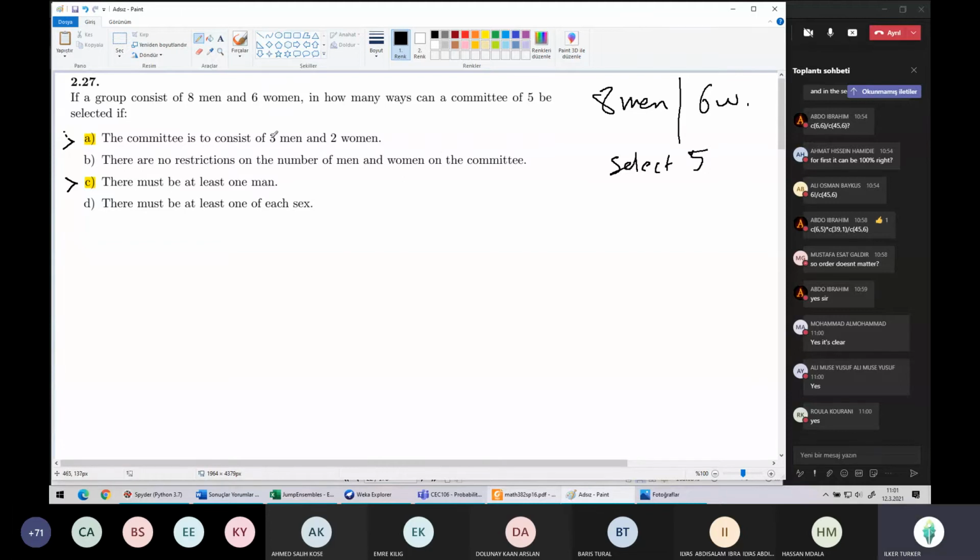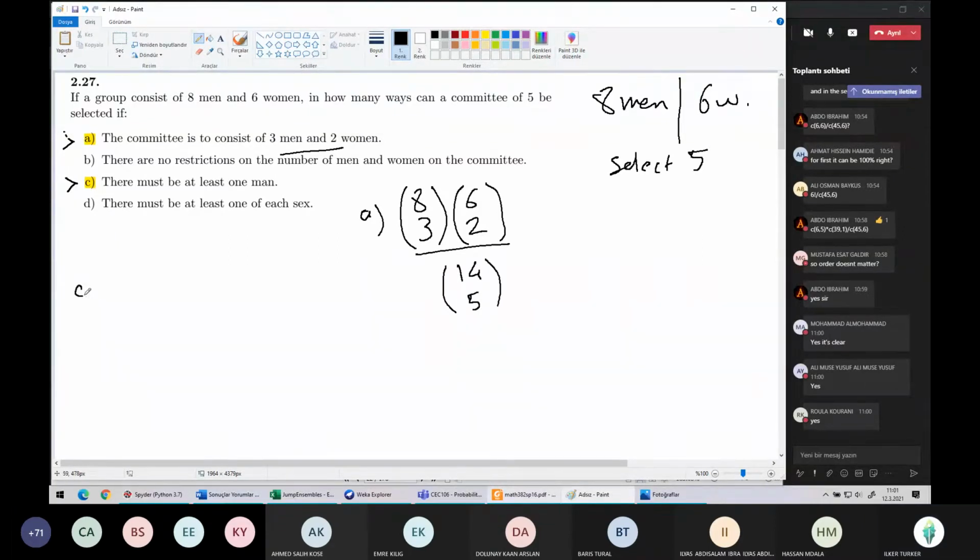The committee is to consist of 3 men and 2 women. 3 men means 3 from 8, 2 women from 6, over 14 combination 5. And part C, there must be at least 1 man.